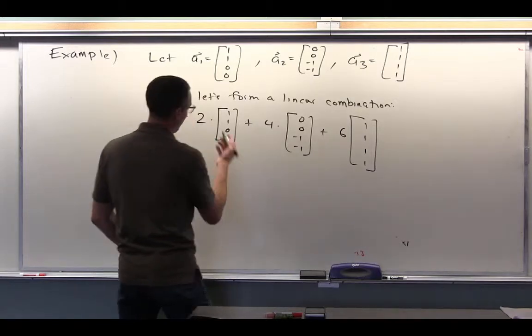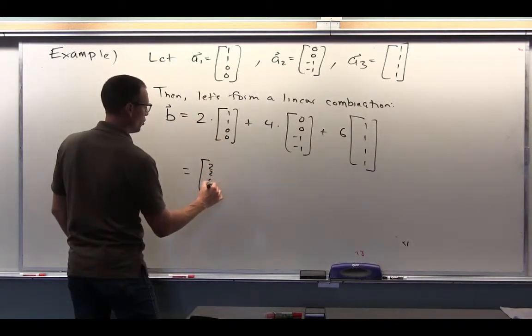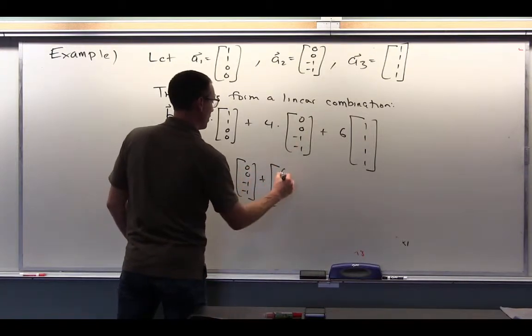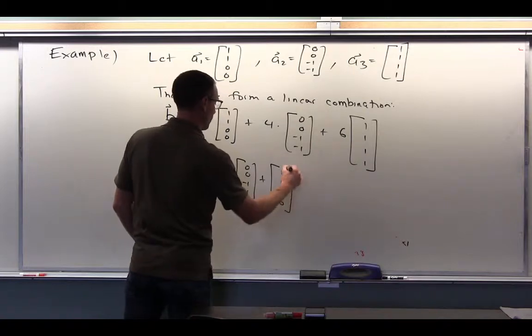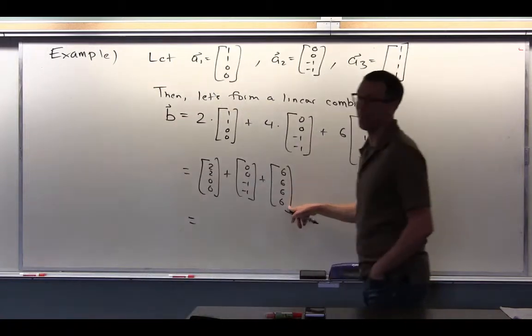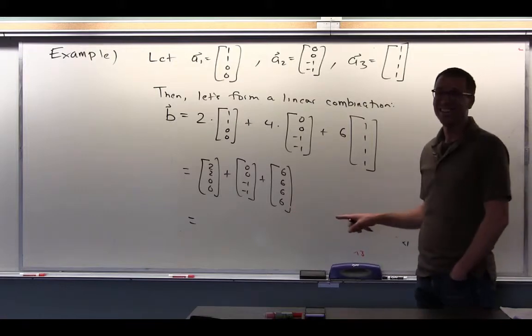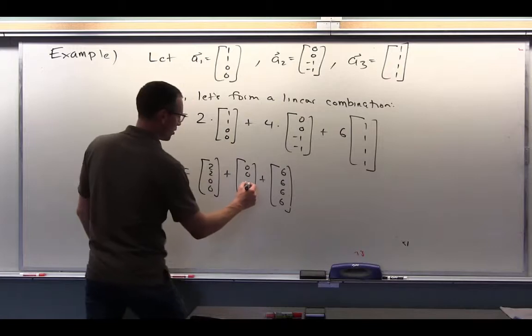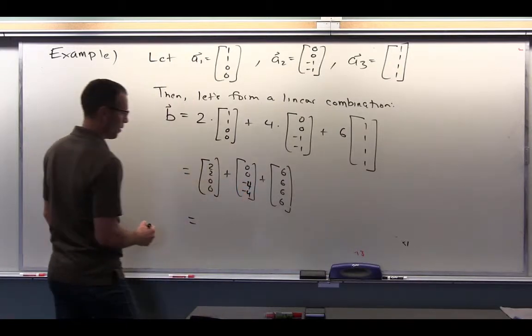Just for giggles, I guess we could do this, right? This is going to be 2, 2, 0, 0 plus 0, 0, negative 1, negative 1 plus 6, 6, 6, 6. Ooh, that's a scary vector, huh? There's 4 of them, though. Yeah, we're good. And now what? Oh, I think this is supposed to be negative 4, right? Okay, now what?